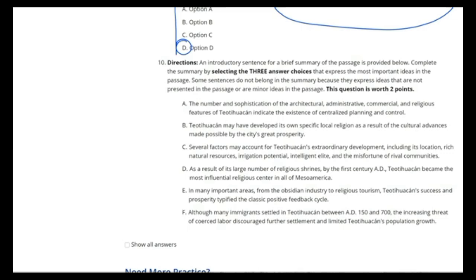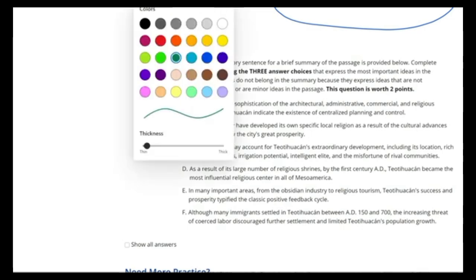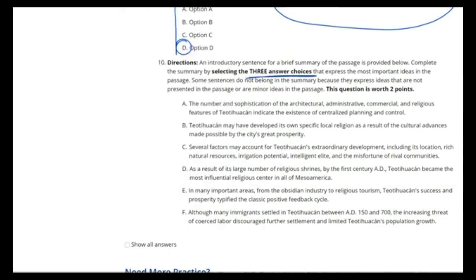Yay! Question number 10. What does it say? There is an introductory sentence. For a brief summary provided below, complete the summary by selecting 3 answer choices, so we need to select 3, that express the most important ideas in the passage. Some sentences do not belong in the summary because they express ideas that are not presented or because they are minor ideas in the passage. This question is worth 2 points. That's nice. We should definitely try to answer this correctly. This, guys, is a summary question.